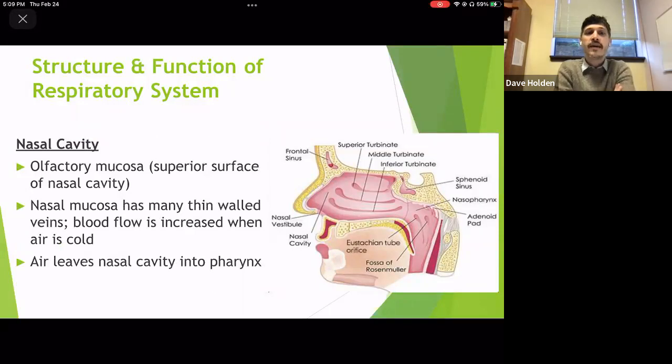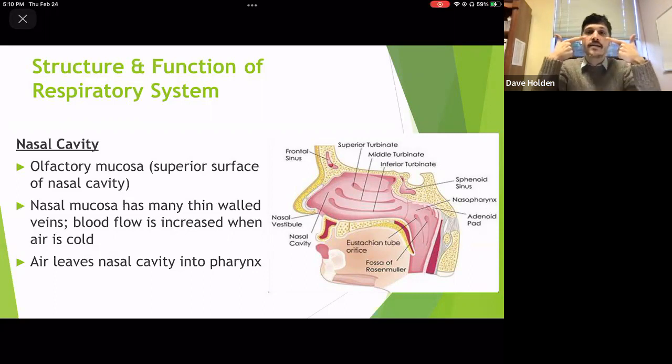All right, nasal cavity. We have the olfactory mucosa. This will be the superior surface. Olfactory tells you smell. It's going to have something to do with your sense of smell. The nasal mucosa has many thin-walled veins. Blood flow is increased when the air is cold. We want to increase blood flow when the air is cold so that the blood does not stay in the cold air for too long. If you slow the circulation, then the blood vessels will stay in contact with the cold air for longer. And remember, blood is trying to keep your body temperature hot. You don't want blood hanging out in places where it's really cold. You want to keep that blood circulating rather quickly.